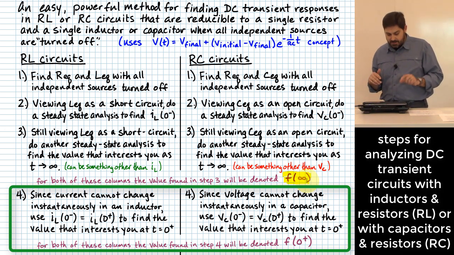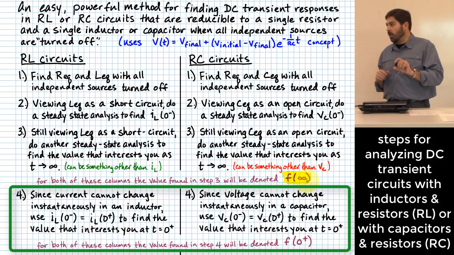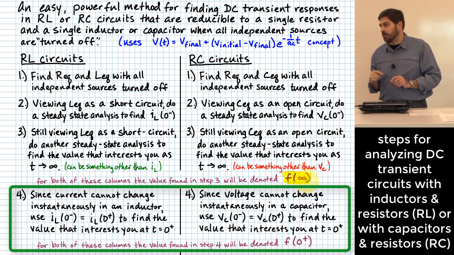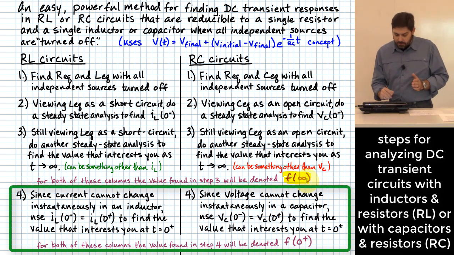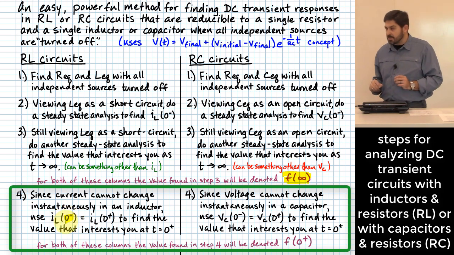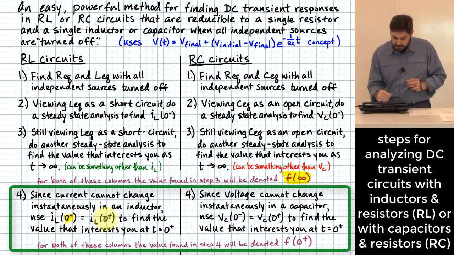All right, step 4, we have to kind of bring in one of our little thought processes here, and that is we know that current can't change instantaneously in an inductor. Also, we know that voltage can't change instantaneously in a capacitor. So that means that for an inductor, whatever current we had flowing at time 0 minus, that had better be the same current that flows at time 0 plus.